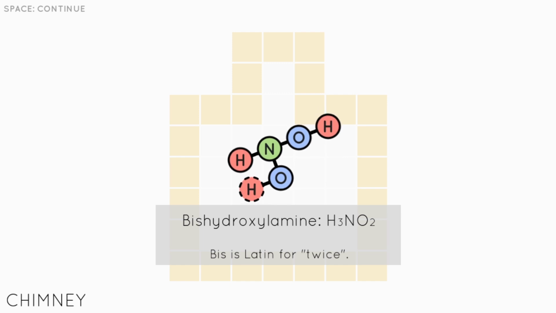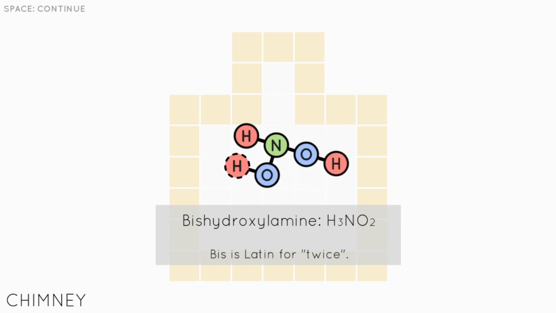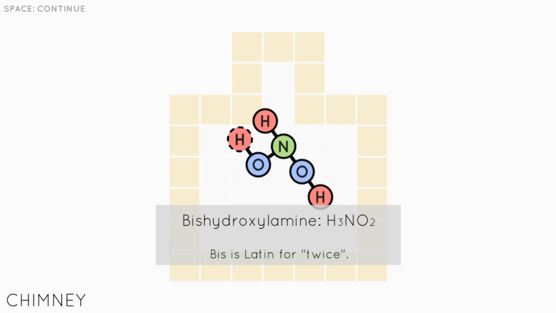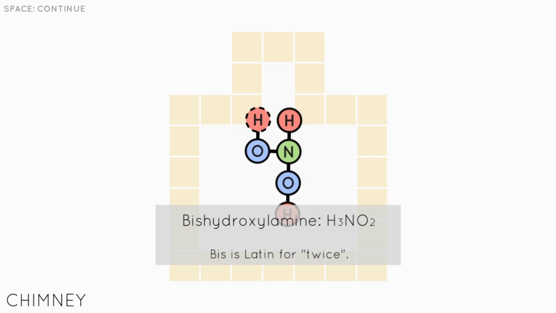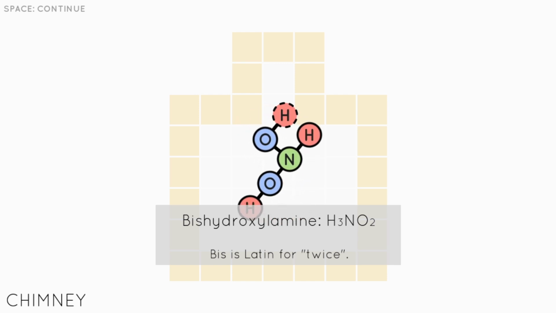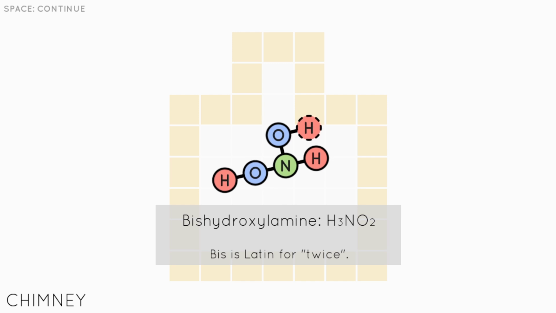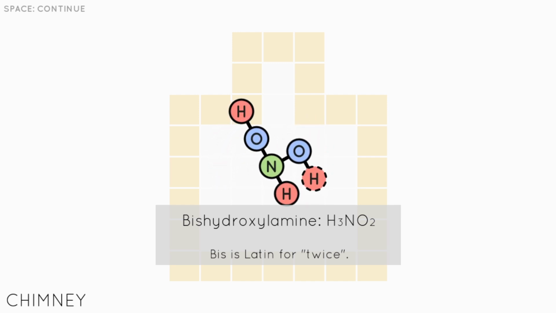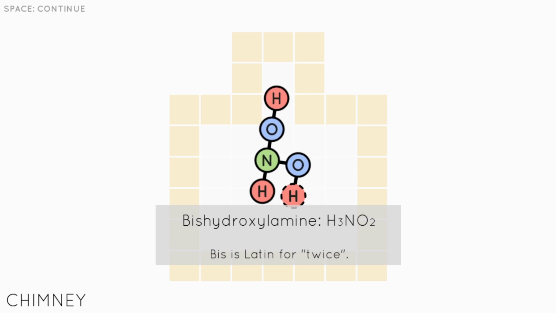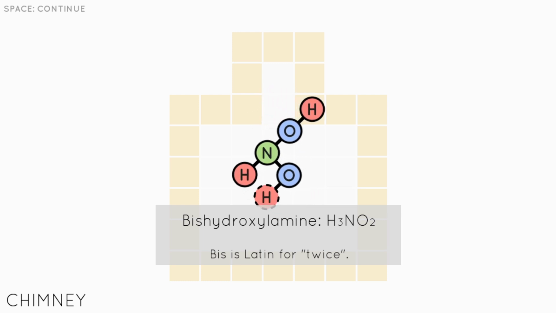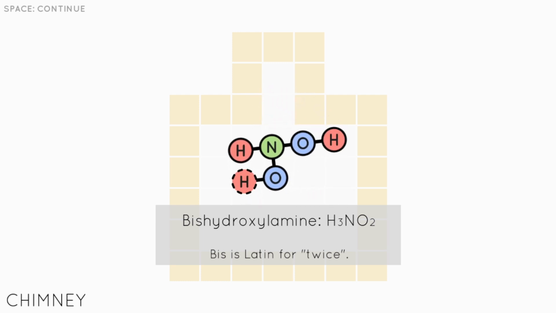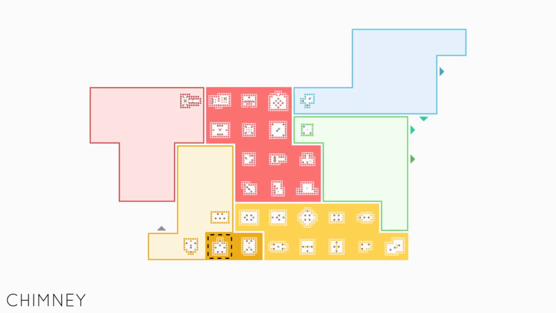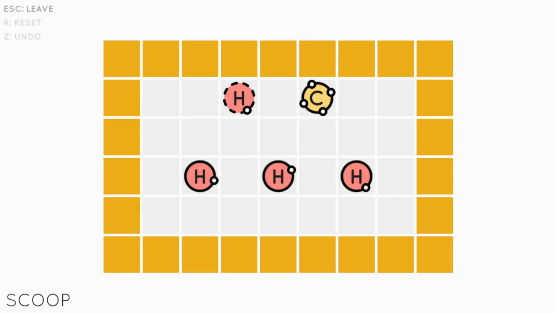Wait, what? Is that really what it's called? Bis-hydroxylamine? I thought it would be called like dihydroxylamine or something, because that's a general prefix that chemists use. But I guess it's now called bis-hydroxylamine, and not di, apparently. Anyway, bis is Latin for twice. Which, yeah, we have 2 OHs, so bis-hydroxyl. Cool. Scoop. Alright. Oh, okay.